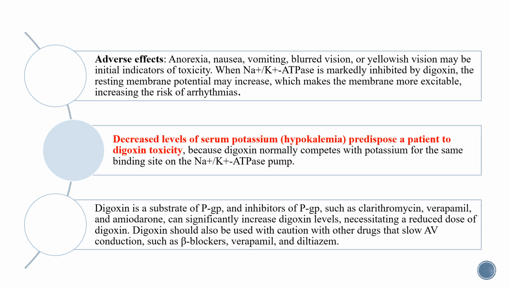Okay, so this is a very important point: hypokalemia predisposes a patient to digoxin toxicity because digoxin normally competes with potassium for the same binding site on the Na plus K plus ATPase pump. And another important point is that digoxin is a substrate of P-glycoprotein, and inhibitors of P-glycoprotein, examples include clarithromycin, verapamil and amiodarone, can significantly increase digoxin levels, necessitating a reduced dose of digoxin. So it should be used with caution with other drugs that slow AV conduction such as beta blockers, verapamil and diltiazem.